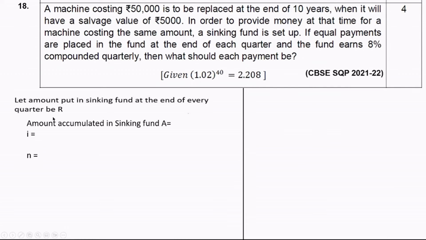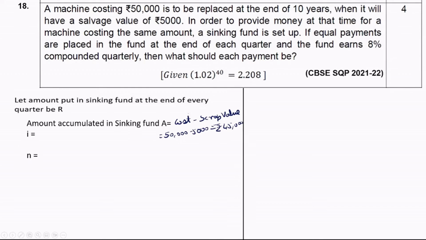So let us let the amount put in the sinking fund be R. The amount accumulated in the sinking fund A is given by cost of the machine minus salvage value. So it is cost minus scrap value, which is 50,000 minus 5,000. It is rupees 45,000. So this is the amount to be accumulated in the sinking fund.